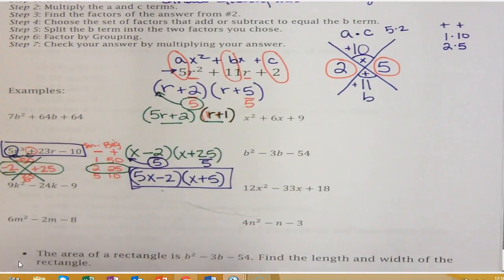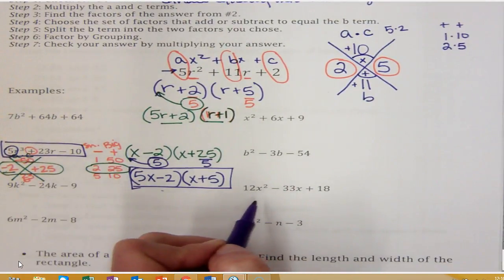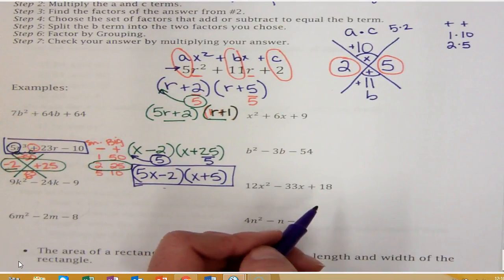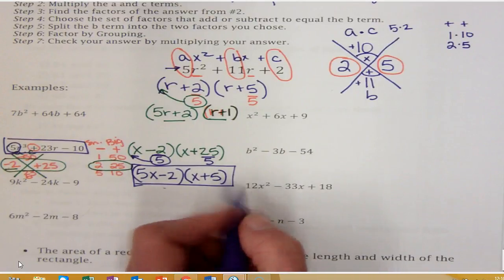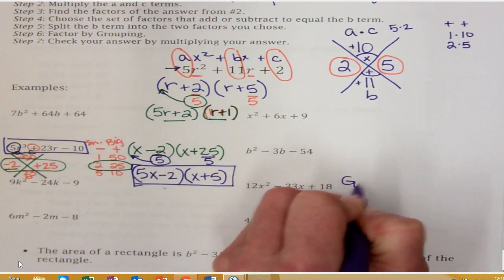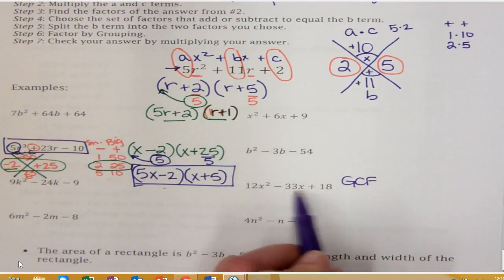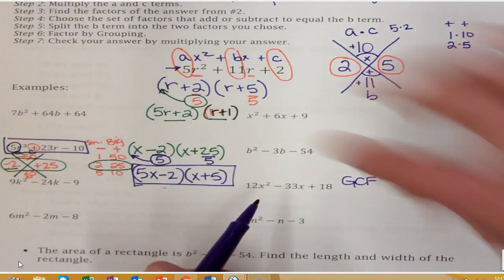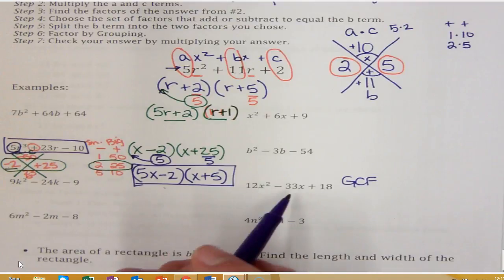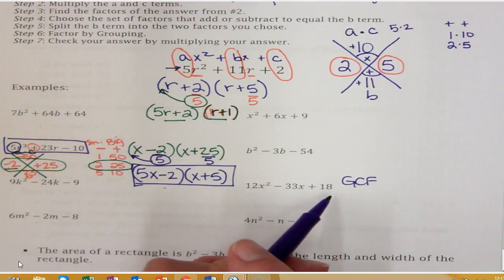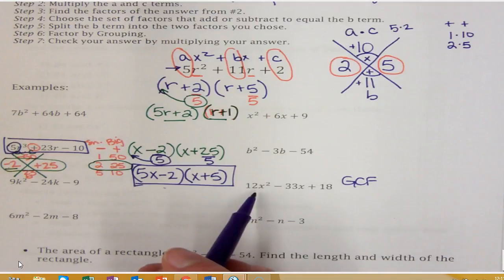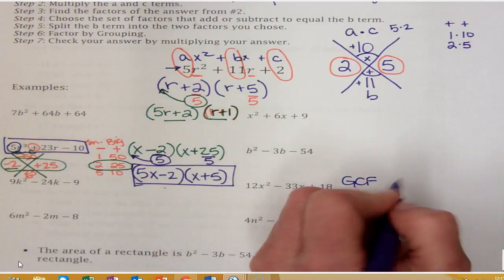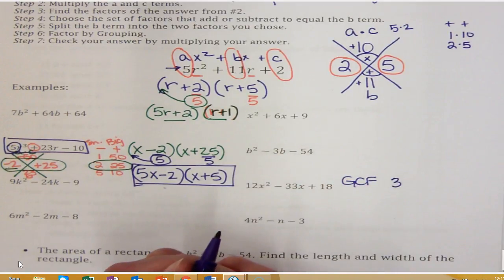How about this one here? 12x squared minus 33x. It has both a greatest common factor and a negative. So, what's my GCF? What's the number that's going to multiply into all three of those evenly? Well, I know that 2 goes into 12, but 2 will not go into 33. Even though it goes into 18, it needs to go in all three. And yet 3 goes into 12, 3 goes into 33, 3 goes into 18. So 3 is going to be my greatest common factor.